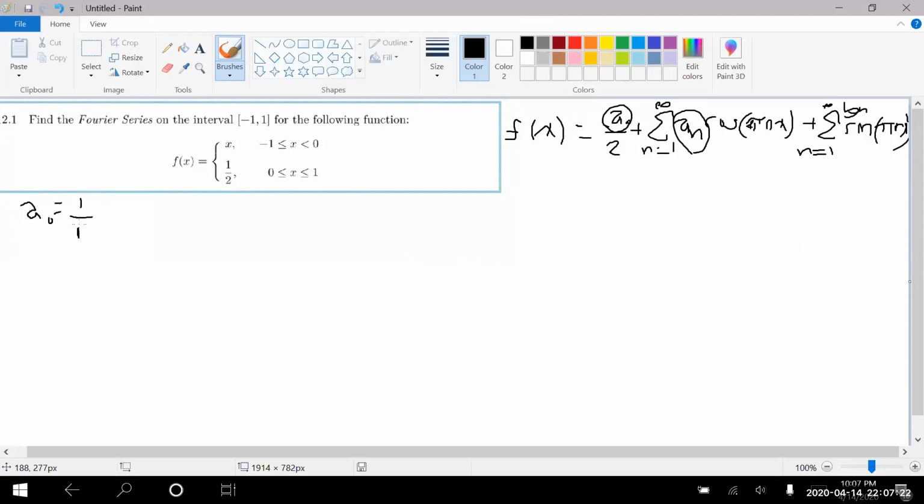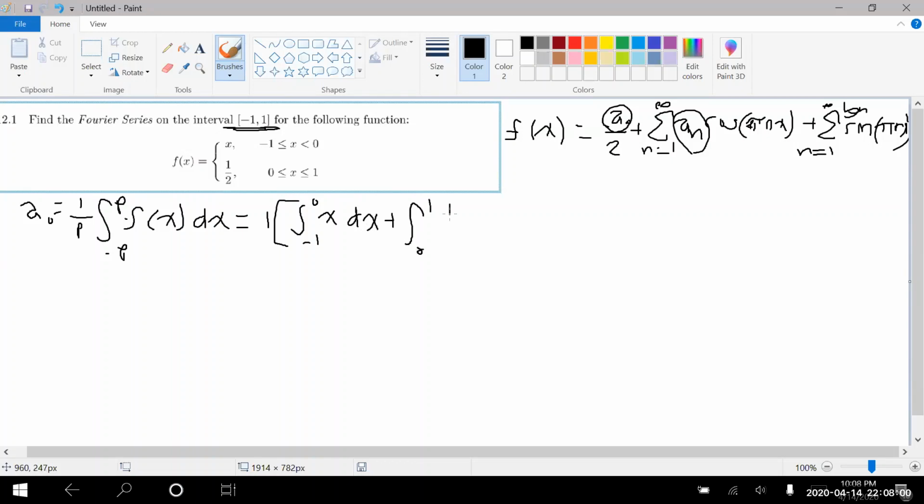So this starts with 1 over p times the integral from negative p to p of just your function f of x. Okay, and since our function is piecewise defined, we have to break that up. And our p is 1 in this case, which is really nice. It makes the numbers work out nicely. So we have 1 times the integral from negative 1 to 0, because that's the first section of our piecewise continuous function, of x dx, and then plus the other half of our function, 0 to 1 of 1/2 dx.